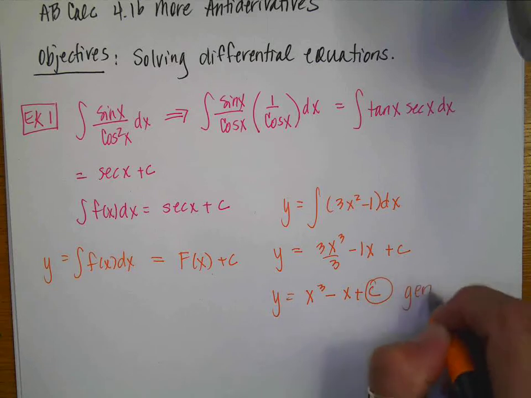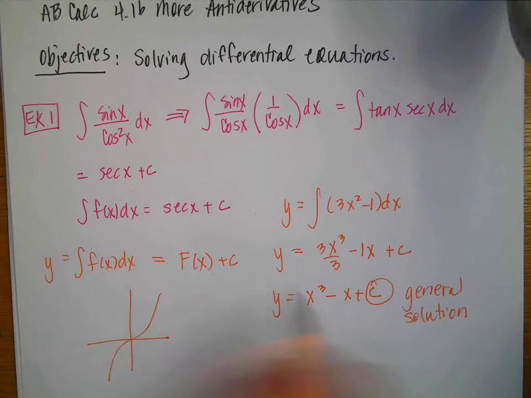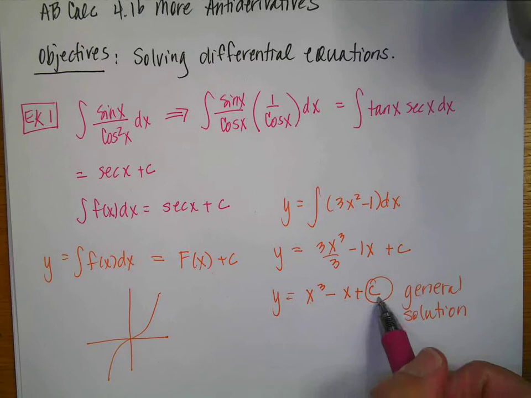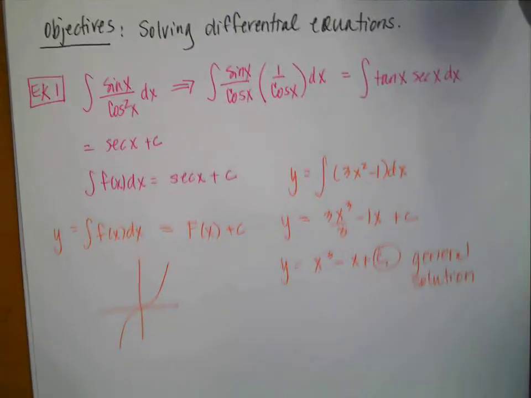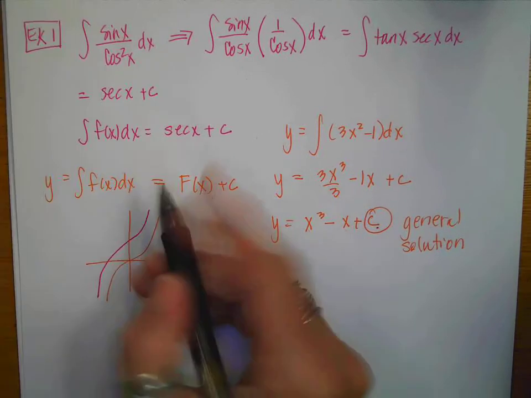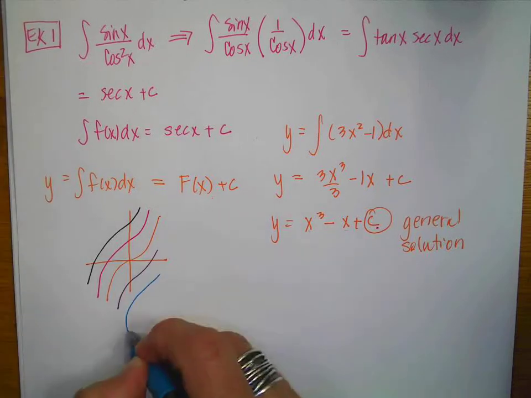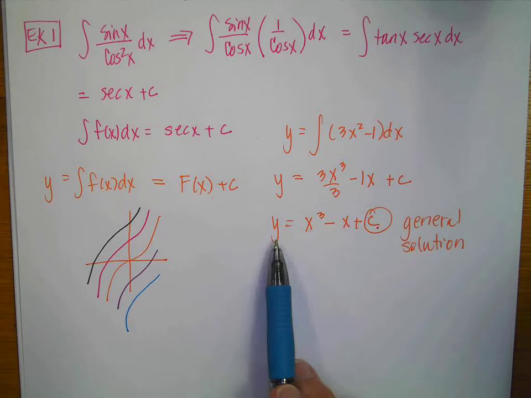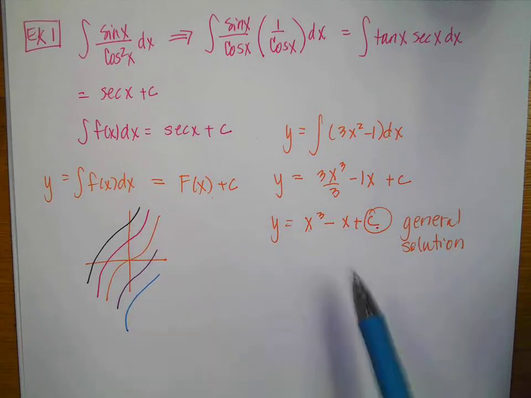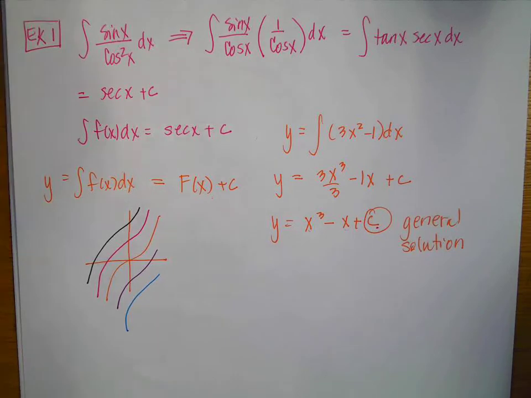This is called the general solution. And here's what that actually means. It means that x cubed minus x basically is going to be something like this. The plus c means that it is creating a family of curves, right? And so that just means it's the same curve that is shifting up or shifting down. And so the general solution is going to be just a series of graphs that are related by a vertical translation. So that's actually kind of cool.